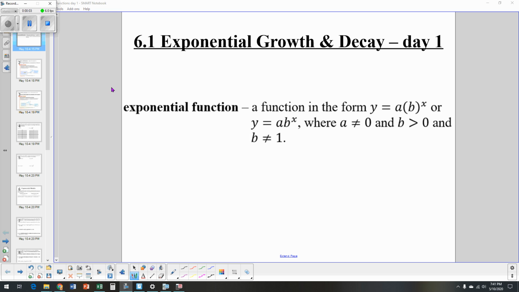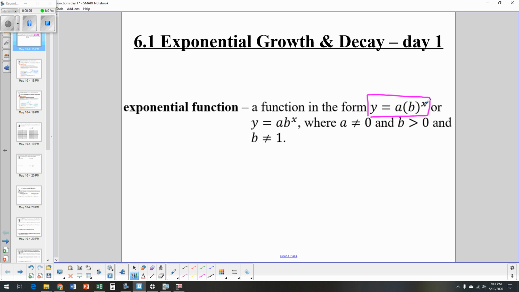Today we're going to start chapter 6. We're going to start in section 6.1 and we're going to do just part of it today. So we're going to talk about exponential growth and decay. An exponential function is any function really that has an x as the exponent. We're going to look at it in the form y equals a times b raised to the x power.